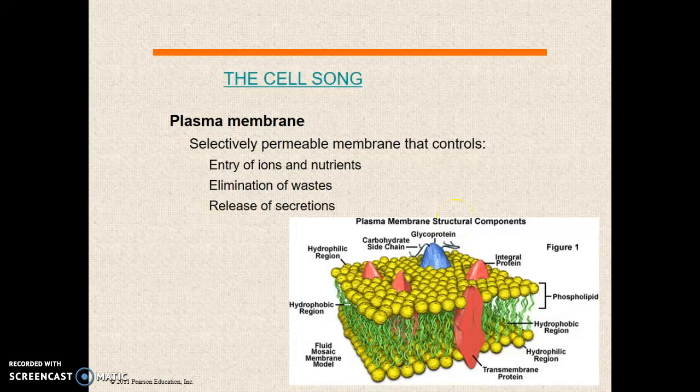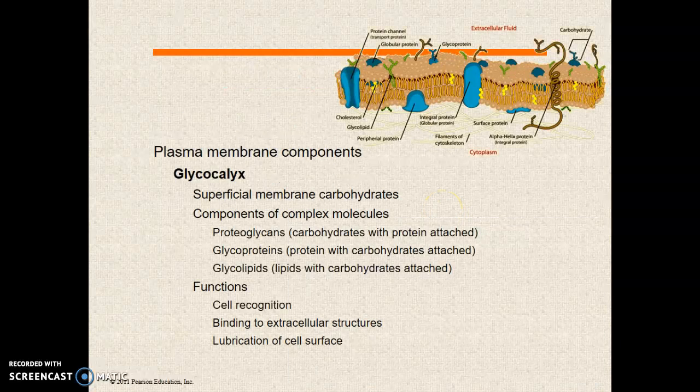The plasma membrane is an important concept. It is called selectively permeable because it controls everything that goes into or out of the cell. It does it by its structure. It has a very, very specific structure. The plasma membrane is called a phospholipid bilayer.